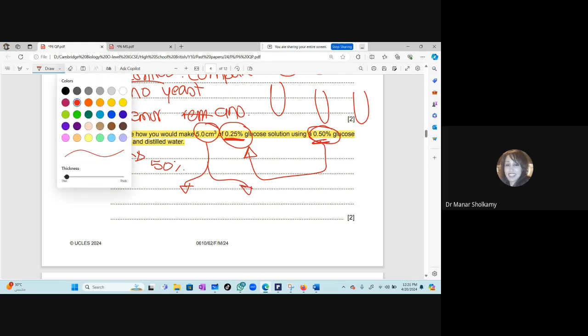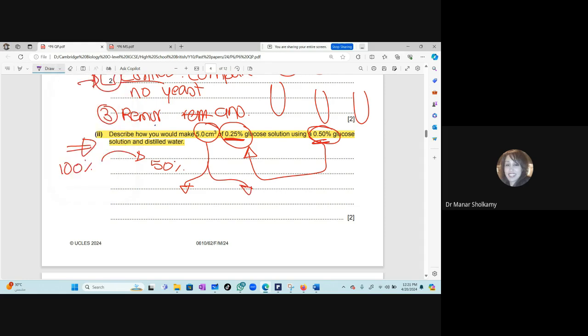So what is half of 5? 2.5 cm³ will be water, and 2.5 cm³ will be the glucose solution. So I will have a test tube that is half glucose and half water. So I will dilute my glucose by half. That's it. Okay, it's very easy, but don't panic when you read a question that is new to you. Just read it again. Try to understand the question again.